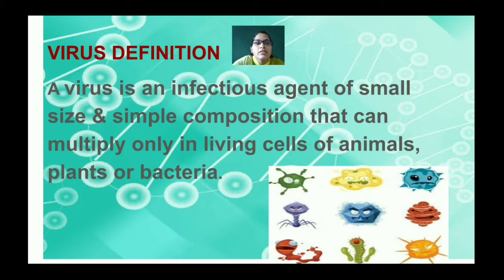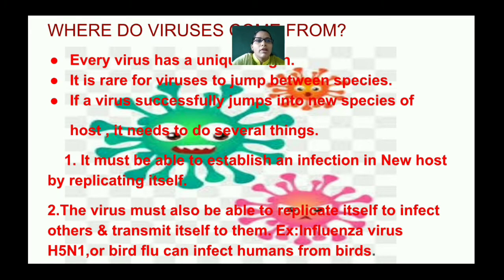A virus is an infectious agent. It is small in size and cannot be seen with our naked eyes. It has a very simple composition and it can multiply. The major requirement for multiplication is a host, that is, a living cell of animals, plants or bacteria. If it doesn't have a living environment nearby, it will not survive. It will stay without any multiplication or any process of the life cycle. So you can see that a virus is a very small, minute organism.